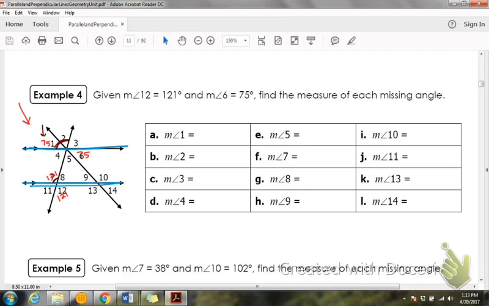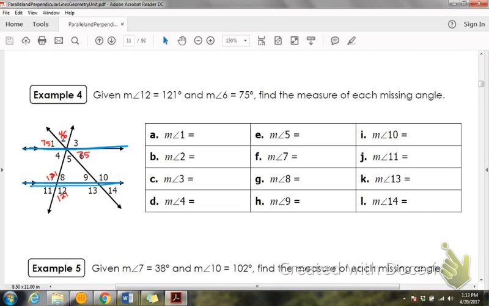Did I hear 46? Okay, this guy is 46. So angle 2 is 46. If angle 2 is 46, what else do I know?